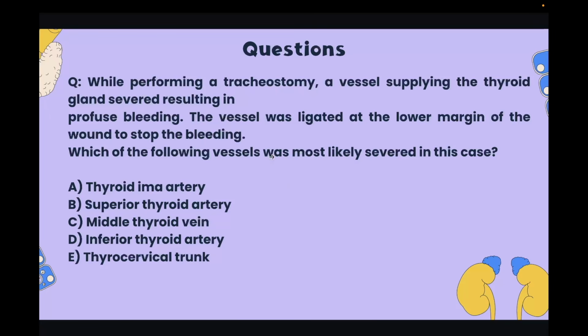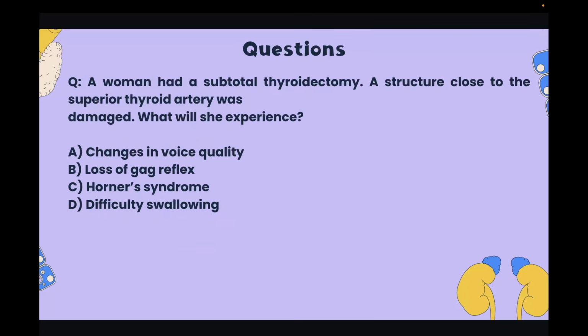In this question, it's talking about a tracheostomy. The tracheostomy happens in the medial margin of the thyroid gland, which means, and we know earlier, which of these arteries is going to supply the medial part of the thyroid gland is going to be the thyroid IMA artery, which is going to supply the isthmus of the thyroid gland. So the answer is going to be A.